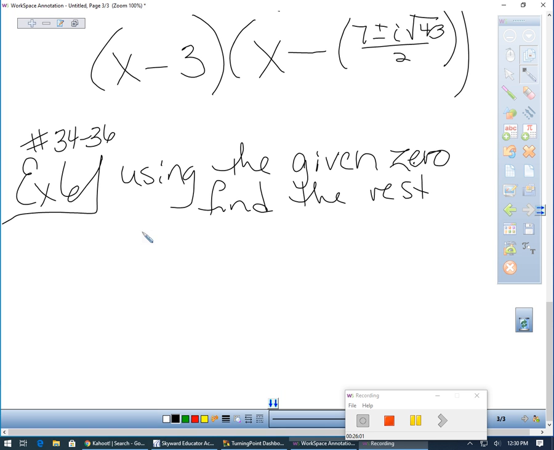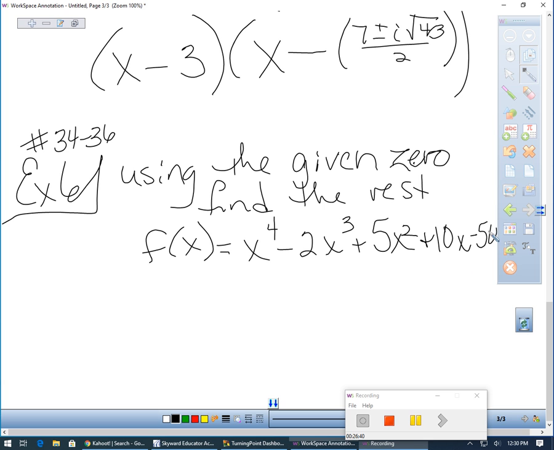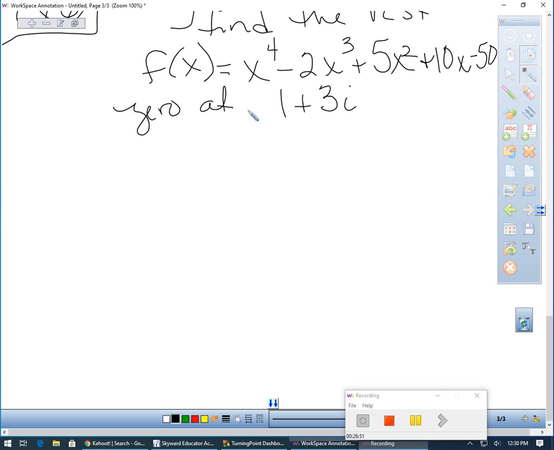And let's say that we have f of x equals x to the fourth minus 2x to the third plus 5x squared plus 10x minus 50. And you have a zero at 1 plus 3i. If we have one at 1 plus 3i, we have one at 1 minus 3i.